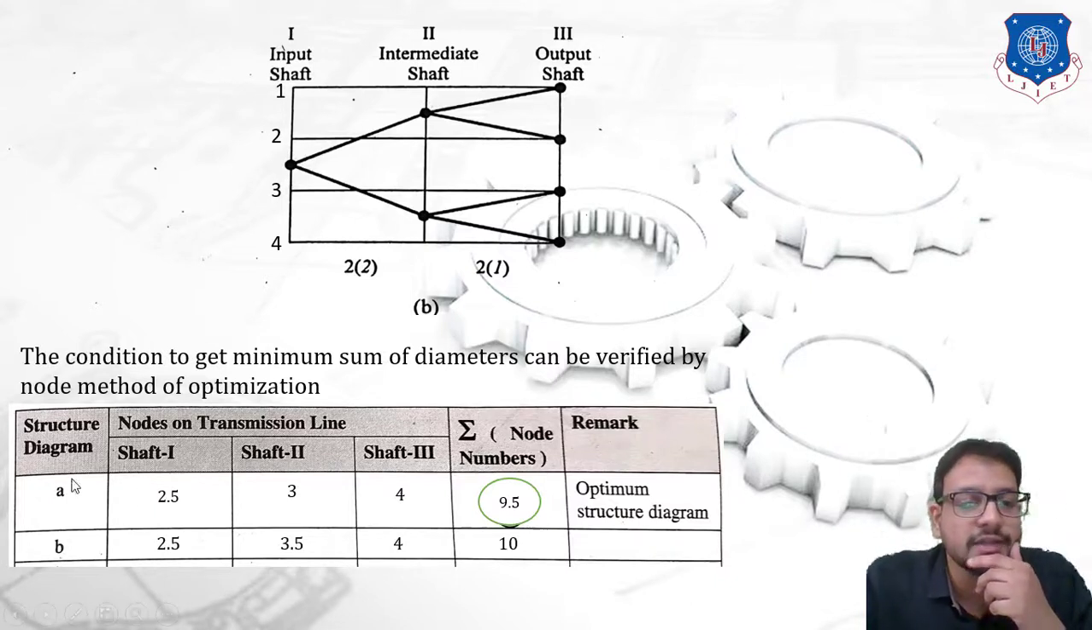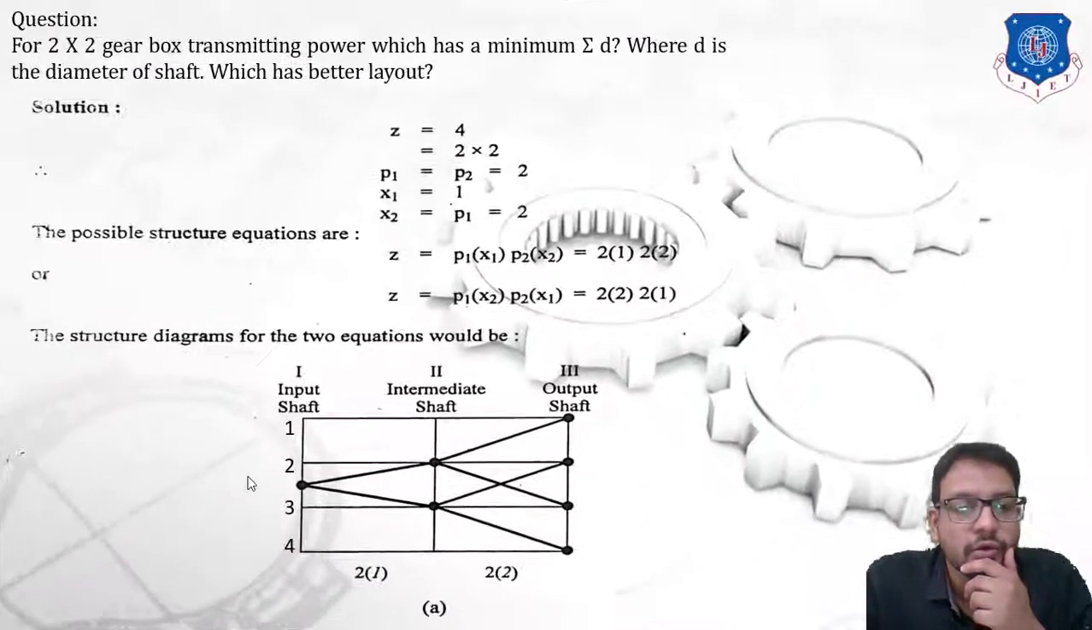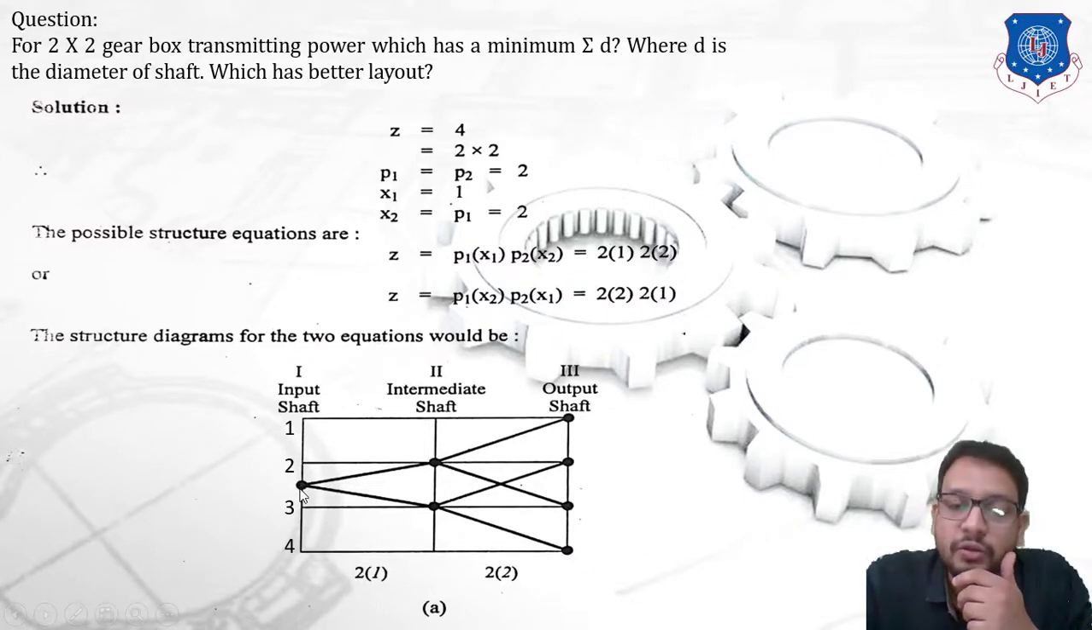So how can we check that? Let us see diagram A. In diagram A, on shaft 1 the node number is 2.5, so let us verify that. You can see over here the node number is in between 2 and 3, which means 2.5. Second, on the intermediate shaft this node point is 3. Remember, we need to trace the ray diagram to determine the summation of nodes for optimization.